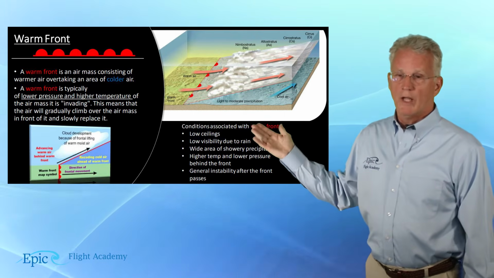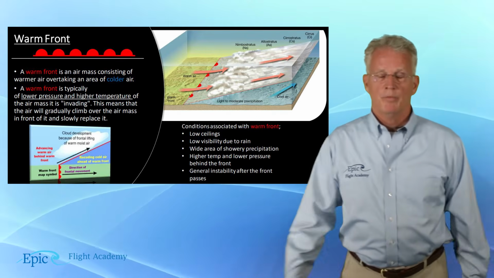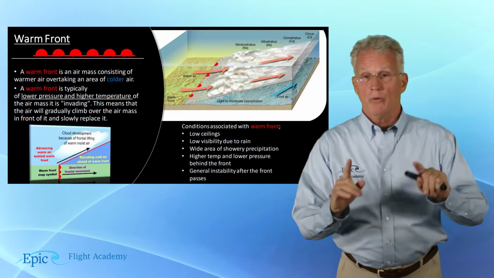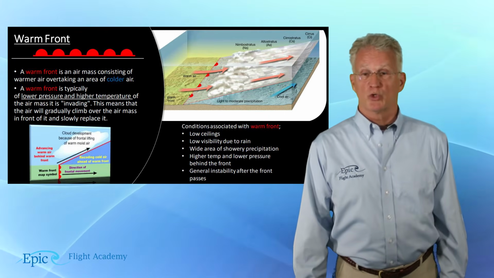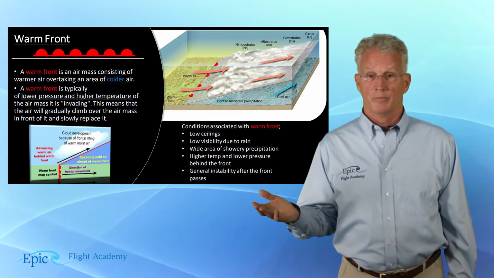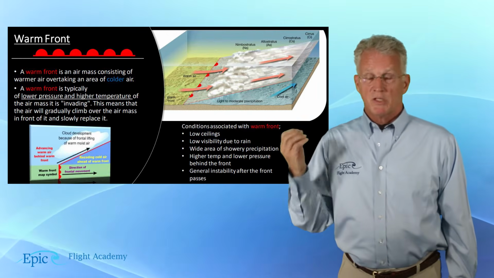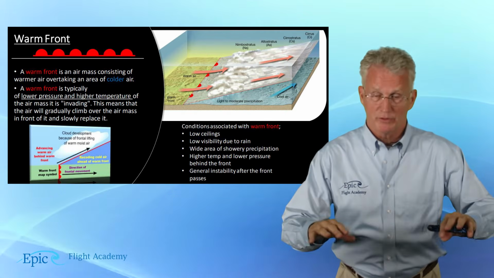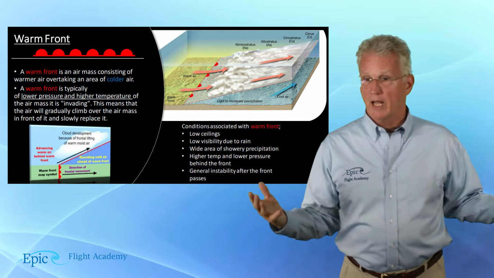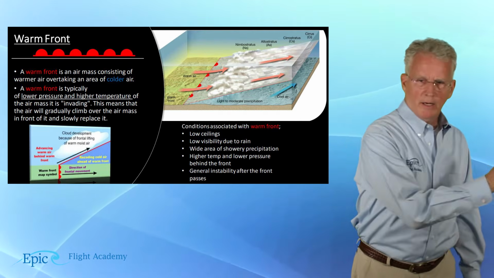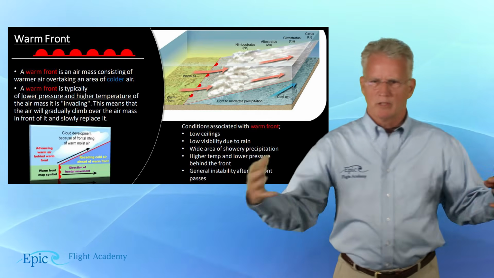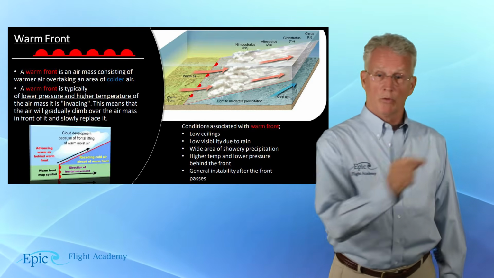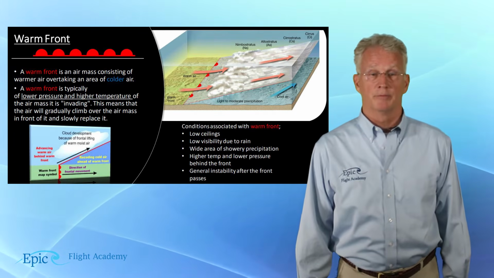As a result, we have warmer air aloft. Because of that, this air is more stable. So this leads to conditions associated with the warm front, and that is stable cloud types, lower ceilings, lower visibility due to rain, haze, and or fog, wide areas of showery type precipitation, higher temperatures, and lower pressure behind the front.